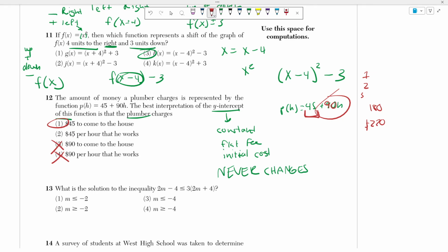Choice 2, $45 per hour. Whenever you see per, that means that that's the slope. This 45 is not our slope. It's our y-intercept. So choice 2 is saying that it's our slope, which is why choice 2 is invalid, okay?